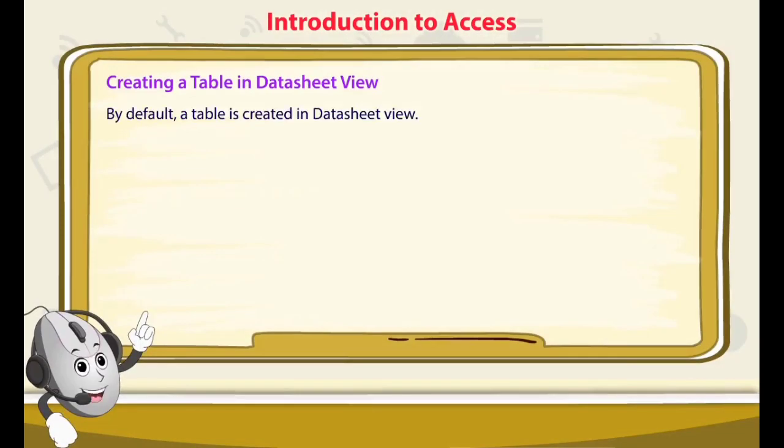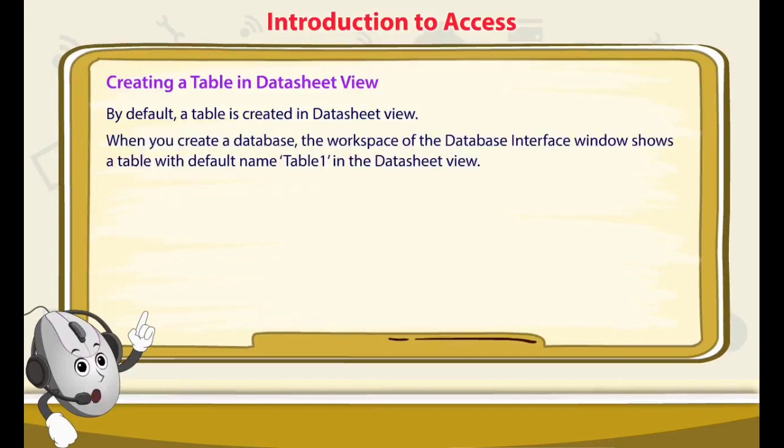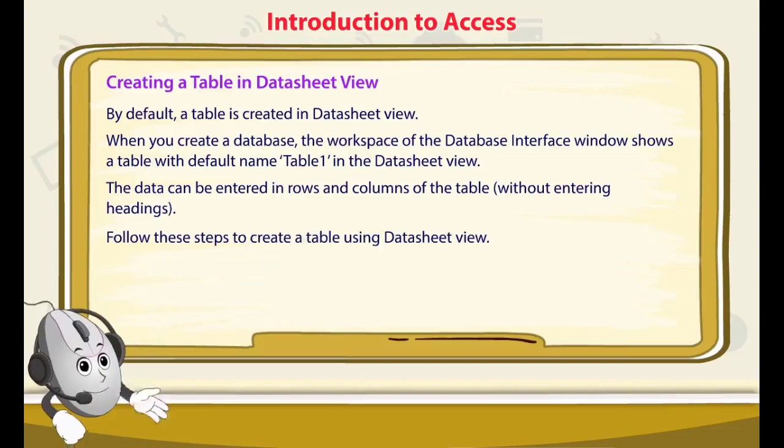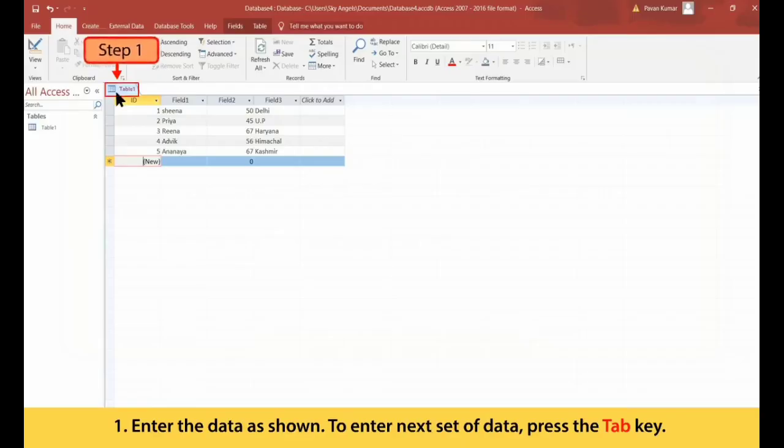By default, a table is created in datasheet view. When you create a database, the workspace of the database interface window shows a table with default name Table 1 in the datasheet view. The data can be entered in rows and columns of the table without entering headings. Follow these steps to create a table using Datasheet view. 1. Enter the data as shown. To enter next set of data, press the Tab key.